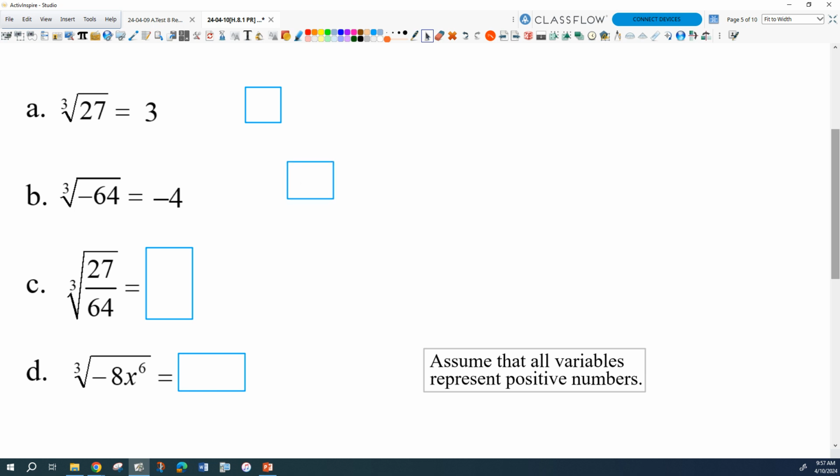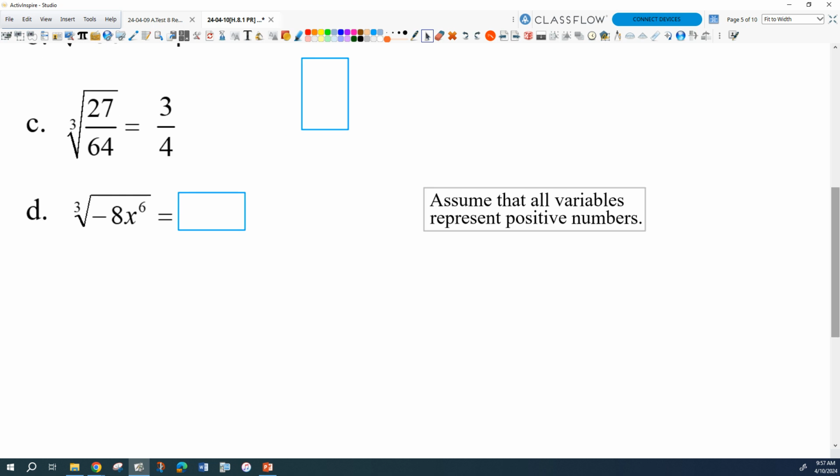So what is the answer to B? Negative 4, yeah. How about C? 3/4? Okay, good. And what about D? Negative 2 x squared. Okay, good. So we break it into parts. The cube root of negative 8 is negative 2. And the cube root of x to the 6th is x squared.